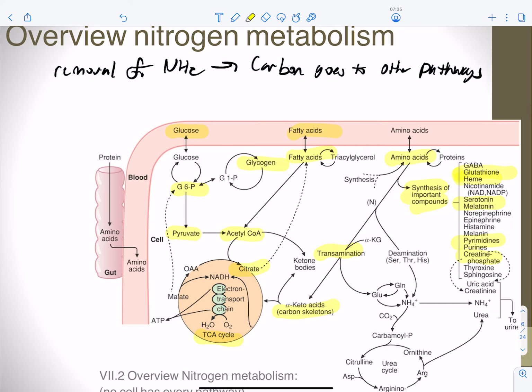Now, anytime you have a deamination reaction, you're going to release a nitrogen. The nitrogen has to be packaged up, and nitrogen gets packaged up into urea, and then urea gets excreted. So during fasting, the carbon skeletons from your proteins can be converted back to ketone bodies, or they can be converted back to glucose.